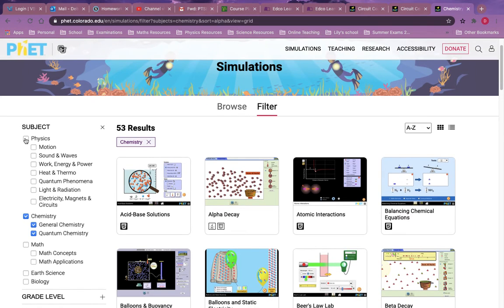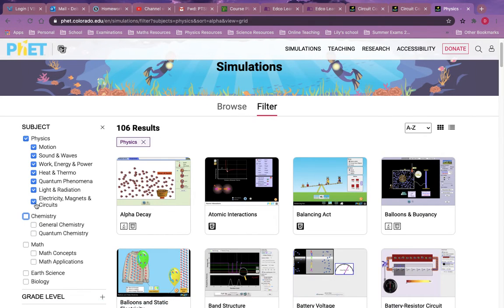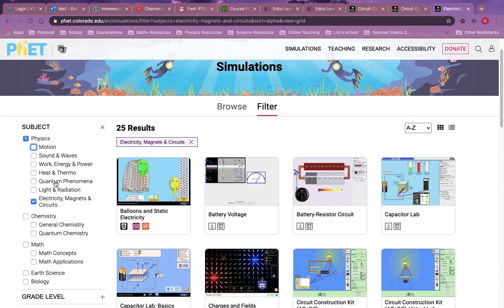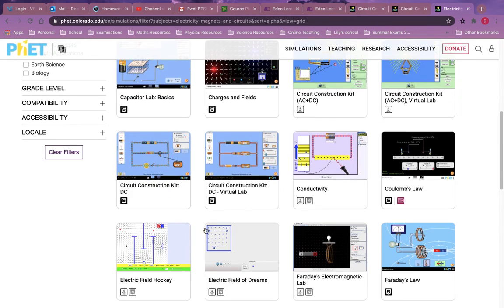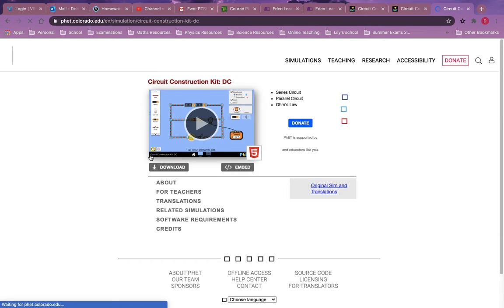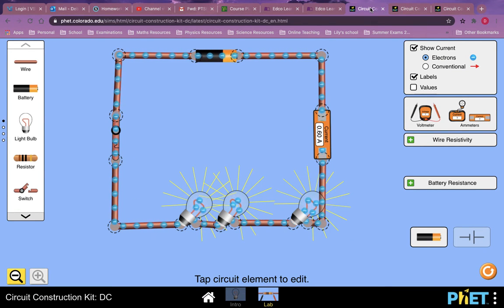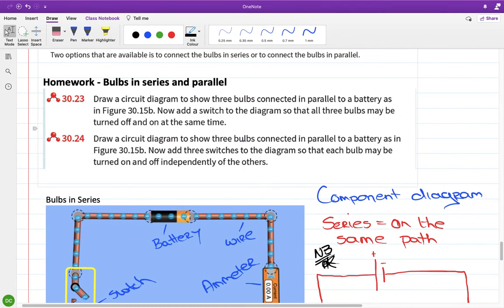Okay, and now down here on the left we go physics. I'm going to turn off chemistry and actually I just want electricity. Sorry. Okay, so if you just take electricity and you scroll down, and here you have Circuit Construction Kit DC. If you go into that and hit play, that brings you into a blank version of these. Okay, so what I want you to do is go into them and draw a circuit to show three bulbs connected in parallel to a battery. Now add a switch to a diagram so that all three bulbs are turned off at the same time.